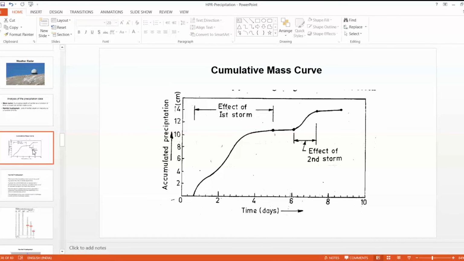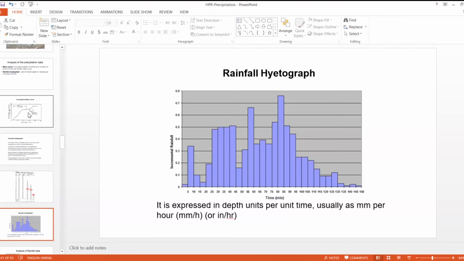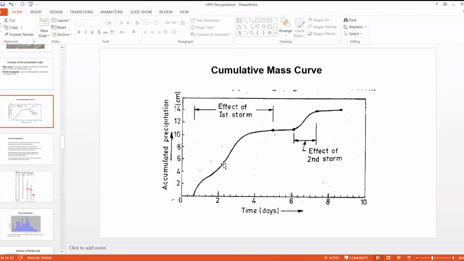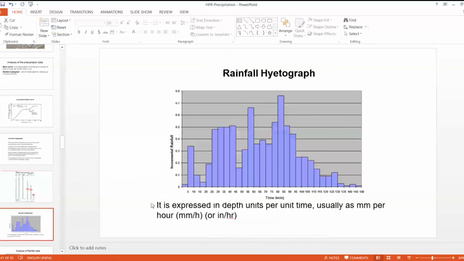Rainfall is mainly represented by mass curve as well as hydrograph. The mass curve is the total rainfall accumulated with respect to time, whereas the rainfall hydrograph gives, in a given interval, what rainfall is observed.